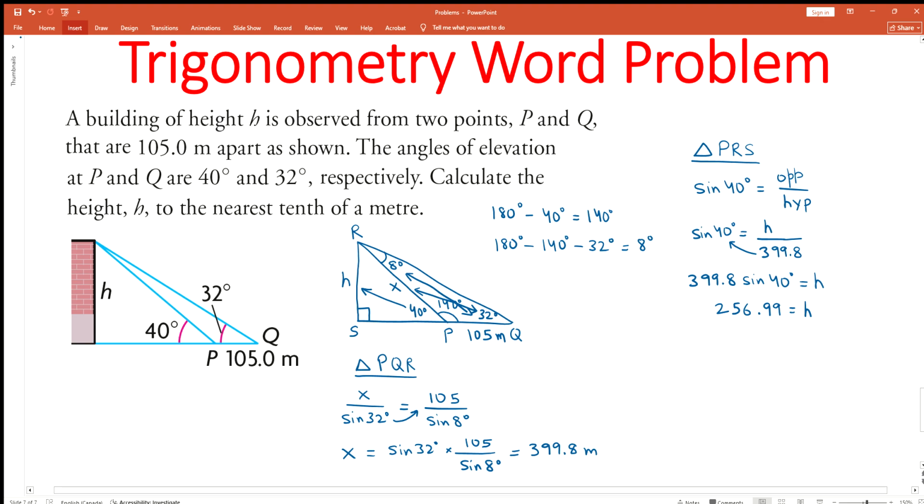As per the problem, we have to calculate the height to the nearest tenth of a meter. That means we should round this answer to one decimal place. So the final answer should be 257.0, and the unit is meters. This should be the final answer for the height of the building rounded to nearest tenth of a meter. So these are the steps you have to keep in mind to solve this problem.